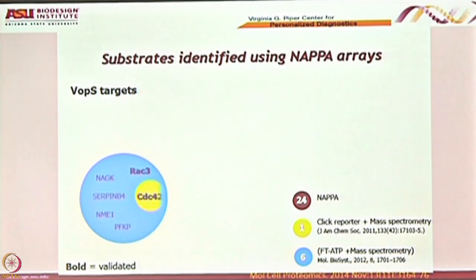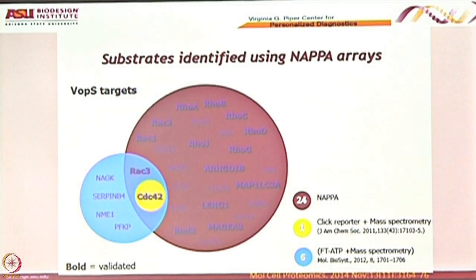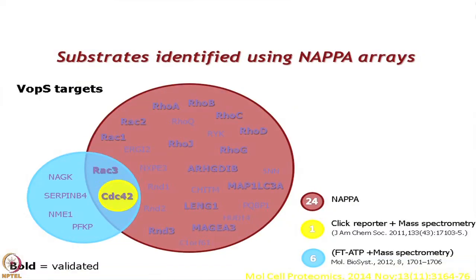Right, so by the time he was done with these experiments, and I'm not going to walk you through all the studies he did of these experiments, this is what was known before he started. That was the only known target. And all of these targets in here were things that he uncovered by screening the arrays. So he found a couple dozen more new targets for this.